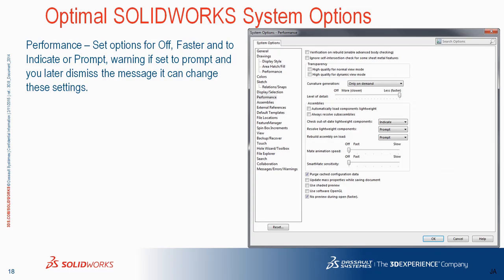Performance, I set options to off as far as mate animation, smart mates. I set those to off typically, or to faster, and anything to indicate or prompt. Warning, if set to prompt and you later dismiss this message though, it can change these settings. So if anybody's seen our other presentation on dismissed error messages, if you set something to indicate or to prompt you and you get that dialog box that pops up when you open a file and you say don't show me this again, it will go in here and set this to be never or always at that point in time.